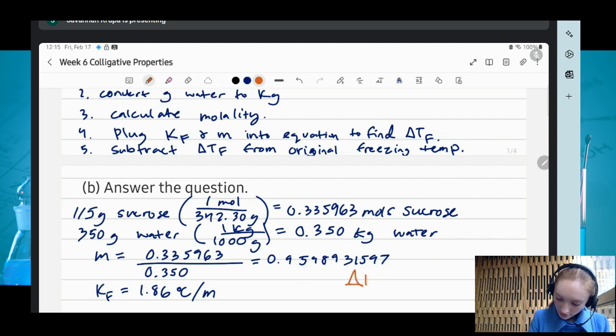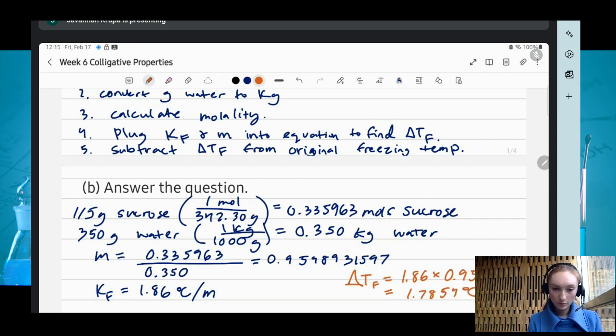So change in temperature will equal 1.86 times the molality, 89, and that will give us a value of 1.7854. And so the new boiling point, or sorry, not boiling point, freezing point will be the difference in this. So the original freezing point of water is 0 degrees Celsius.